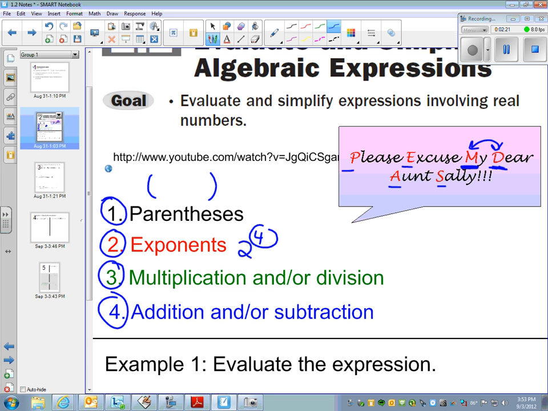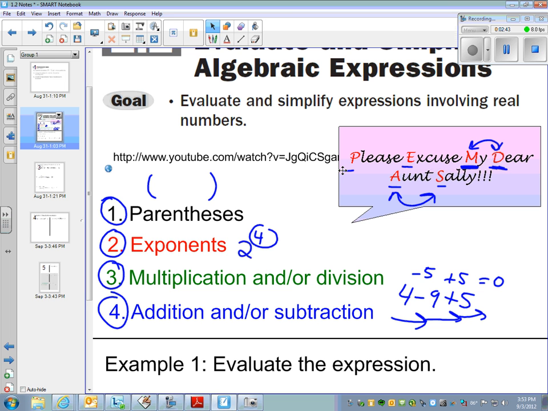And then lastly, addition and subtraction. Again, they're on the same level. So even if you have something like this, you want to go left to right. So -5 plus 5 gives you 0. Because that helps keep it all the same. So you just go left to right if they're on the same level for order of operations.